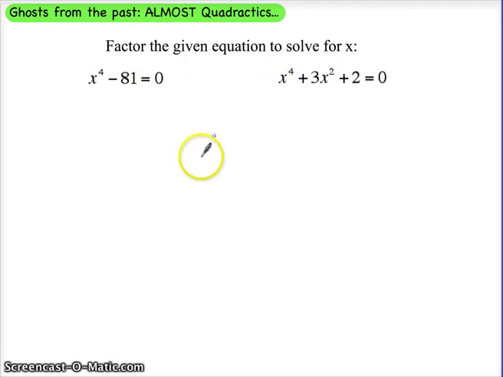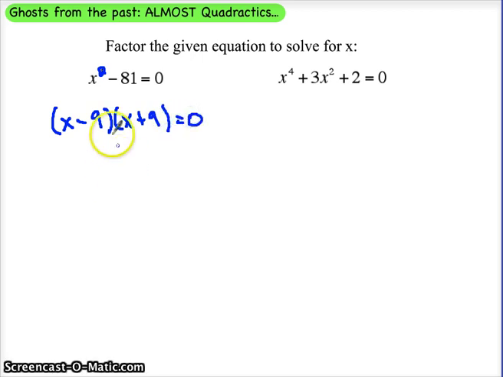These two problems here, although they aren't quadratic, are actually very reminiscent of quadratics. If we think about it, x to the fourth minus 81 looks a lot like x squared minus 81. And if that were the case, that's a difference of perfect squares. So I could factor that into x minus 9, x plus 9 equal to 0, where x times x is x squared, negative 9 times positive 9 was negative 81. And remember that your outside and inside terms, negative 9x and positive 9x, added together and disappeared.